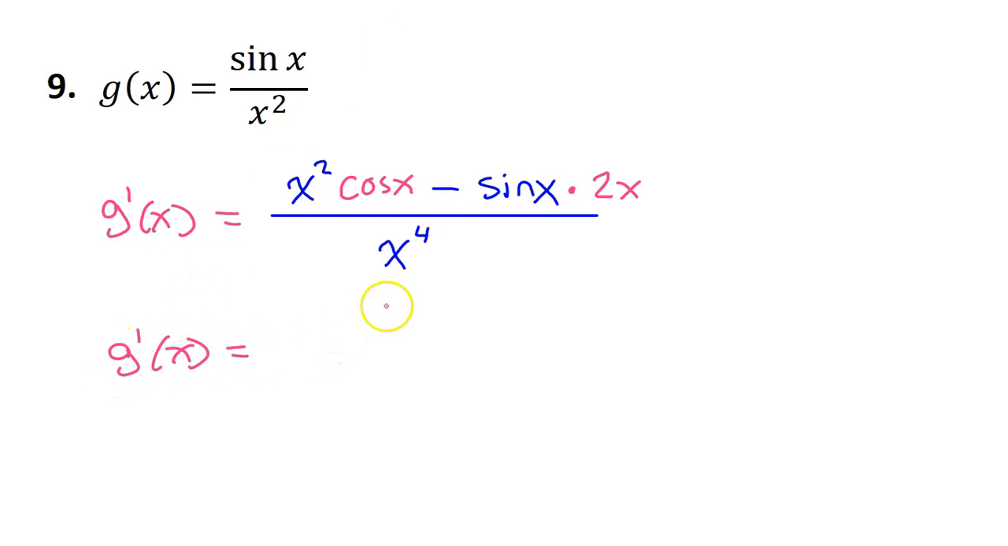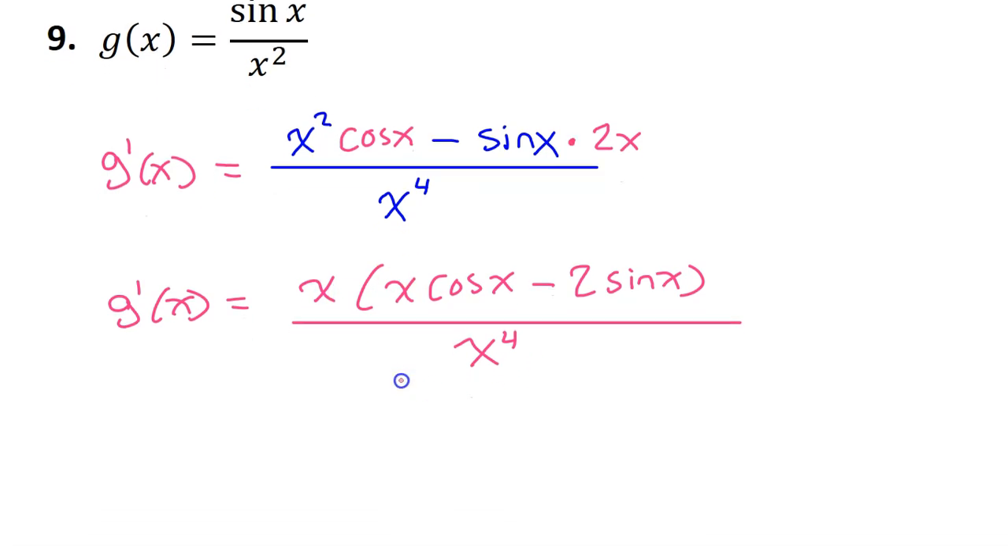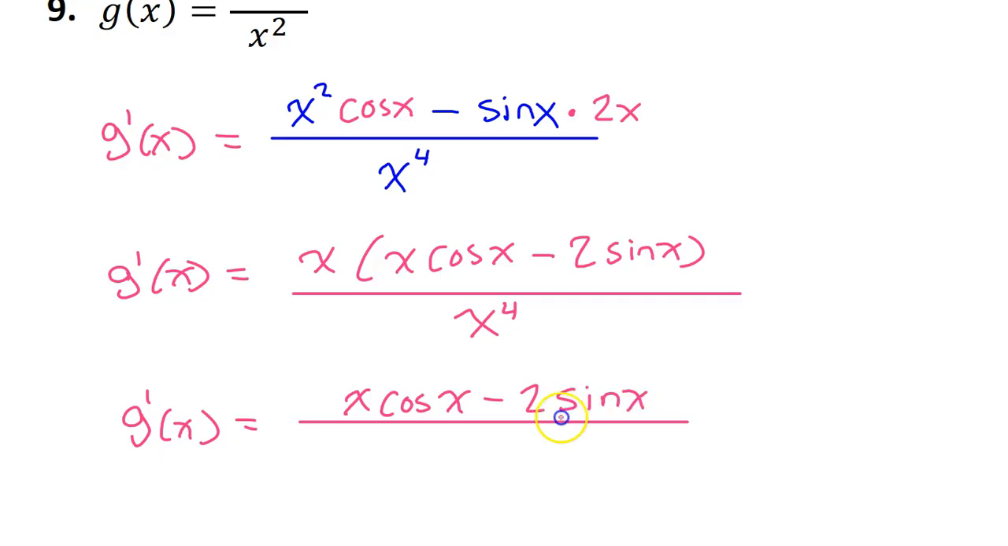G prime of x equals, you could bring out the common factor of x. That's going to leave behind x cosine x minus, I'm going to put the 2 in the front, 2 sine x all over x to the 4th power. Now that I've turned it into multiplication, I can cancel out one of these x's. So if this was a multiple choice question, the answer would likely look like this. X cosine x minus 2 sine x over x to the 3rd power.